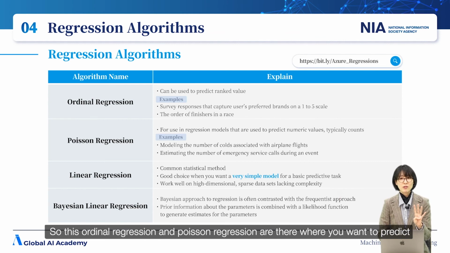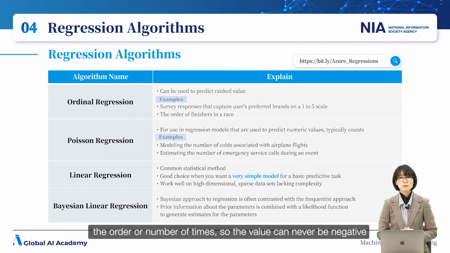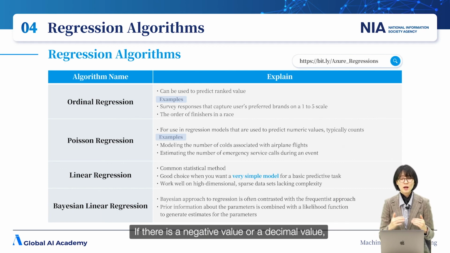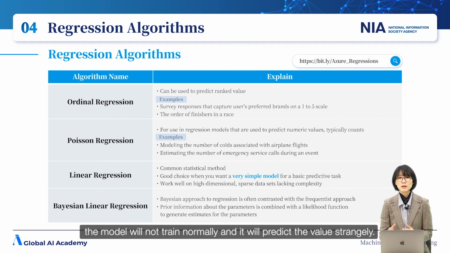So, ordinal regression and Poisson regression are used where you want to predict the order or number of times, so the value can never be negative. When preparing data, you should also check if there is a positive integer value. If there is a negative value or a decimal value, the model will not train normally, and it will predict the values strangely.